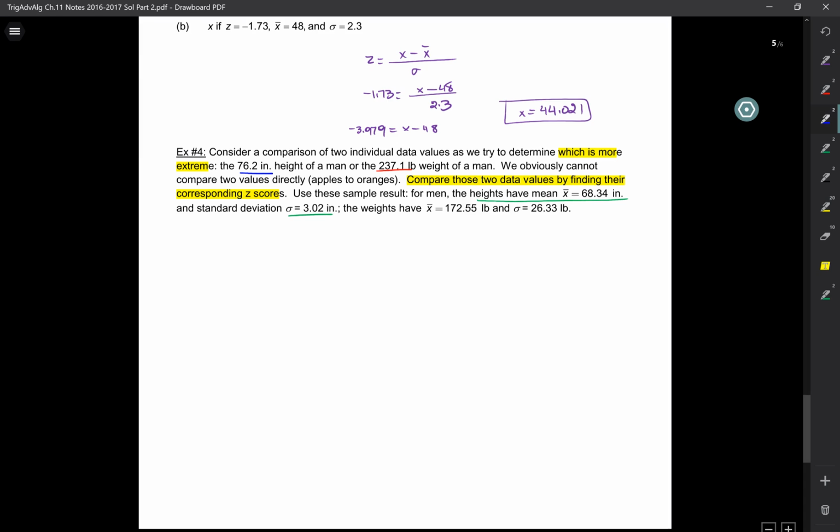So for the height, z value is equal to x minus x bar over sigma. So that's 76.2 minus 68.34 over the sigma 3.02. 2.60. Is that right?